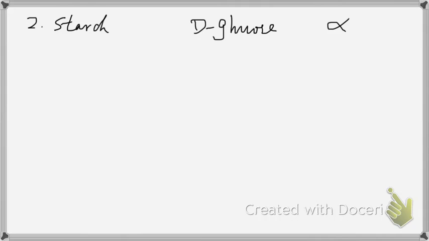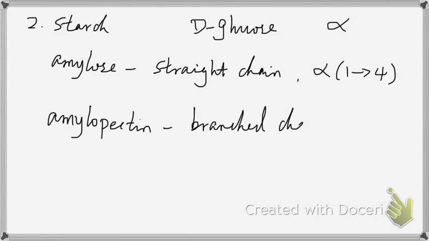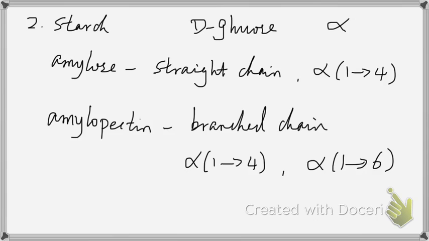The next polysaccharide we will look at is starch. Starch is made of D-glucose units linked together through the alpha linkage. There are 2 types of starch. One is called amylose. The other one is amylopectin.